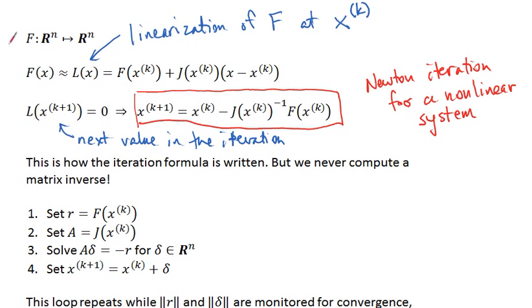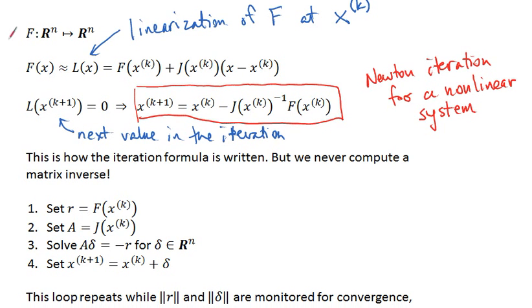So the output of this iteration is a sequence of vectors. You give it x0, and then for k equals 0 you plug into this formula. Out comes x1, a new vector, which is the guess at the root. And then you plug it in for k equals 1, and out comes x2, and so on. So you have to be given the starting value, just like in the scalar case, and then it produces the rest of the values from this formula.